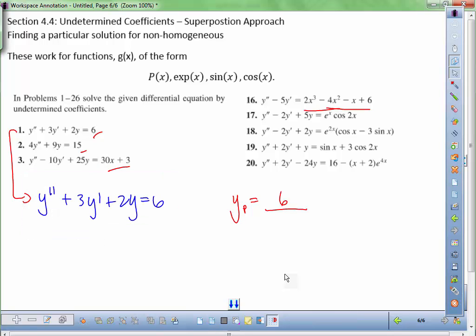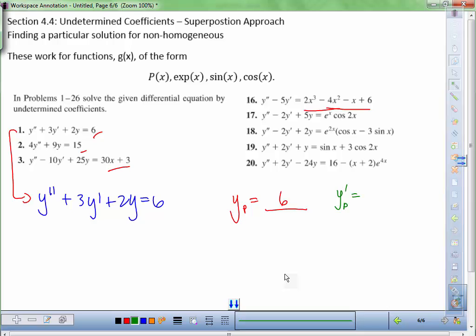So let's see if we can plug that into this differential equation and get a correct answer. So let's take the derivative. According to this, we need to take up to 2 derivatives. yp prime is equal to 0, and yp double prime is equal to 0. So if I put this in to check to see if 6 is a solution, 0 plus 3 times 0 plus 2 times y, which is 6, is equal to 6. Did that work? It didn't work. How close are we?